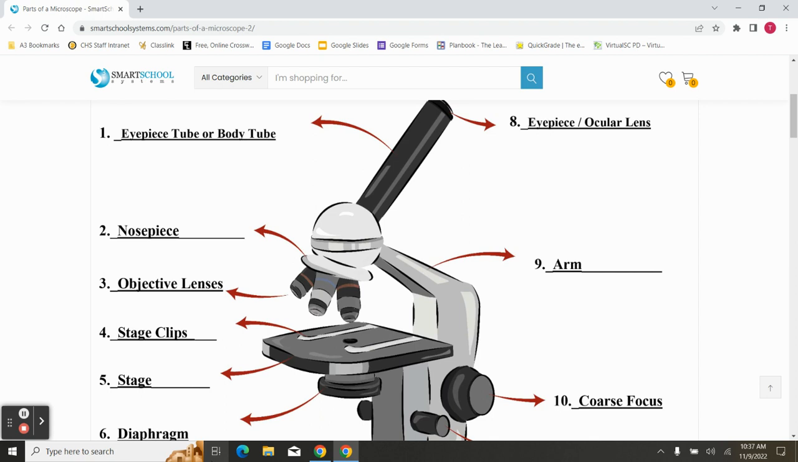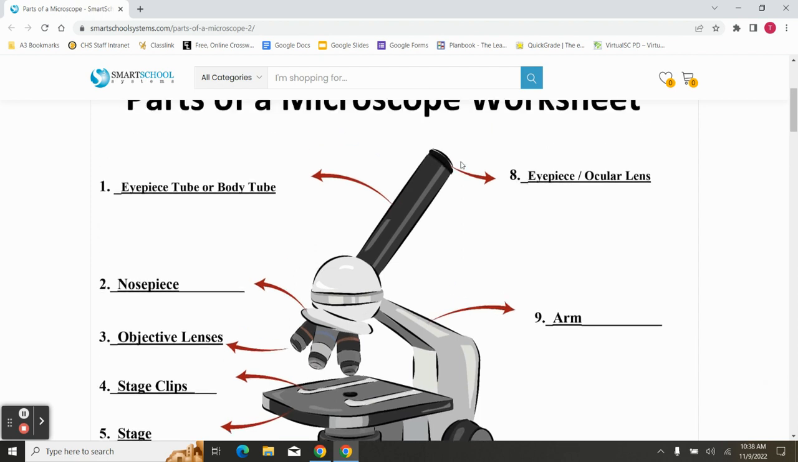So let's start our tour with number one. The eyepiece tube or body tube. It is this black tube that sticks up towards your face. At the end of the eyepiece or body tube, you find the eyepiece or ocular lens. The eyepiece is the lens that is closest to your eye. Typically, these eyepiece lenses have a 10 times magnification to them.